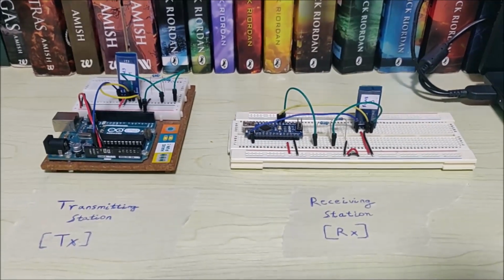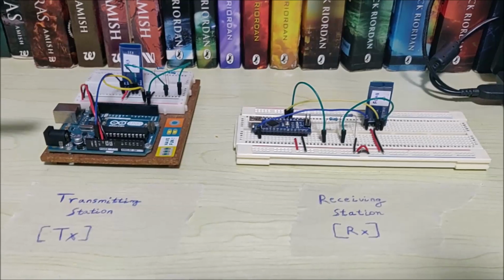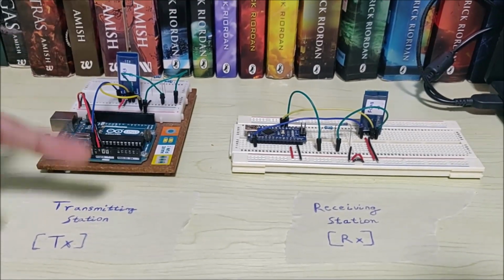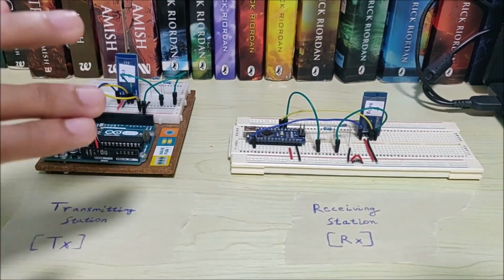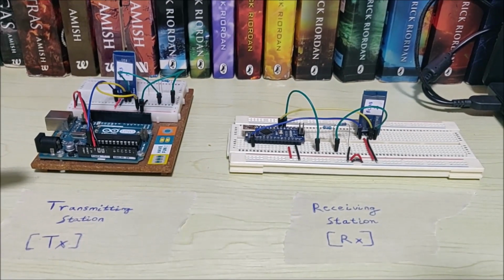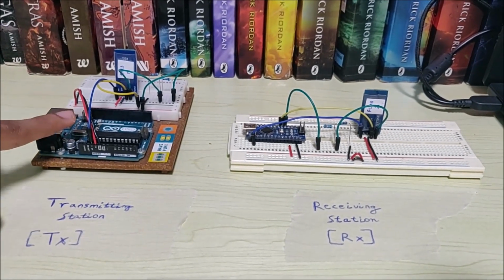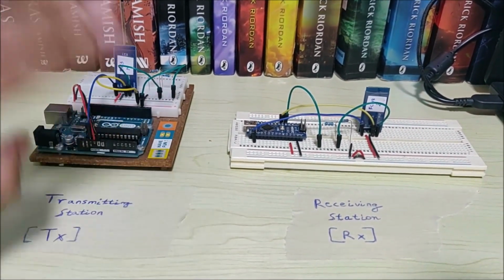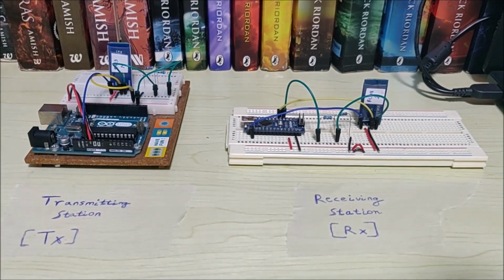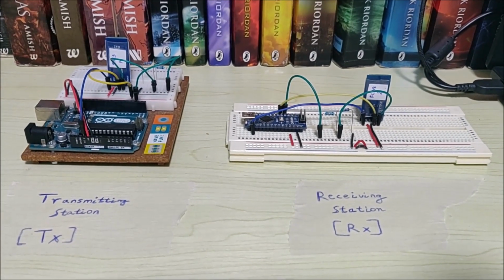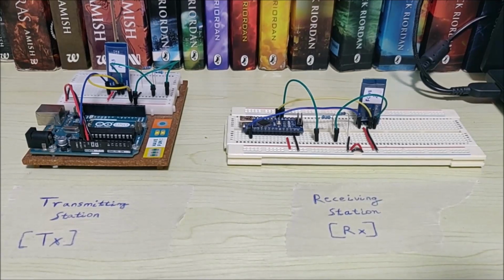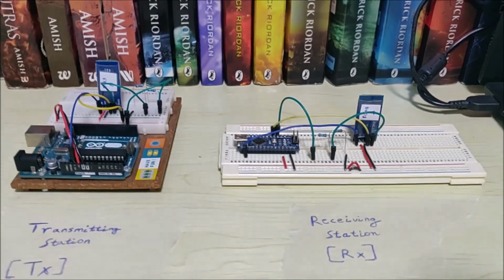Digging in further, the circuitry for both the transmitting station and receiving station is exactly the same. I've used an Arduino Uno here and an Arduino Nano here. You can use any type of Arduino for this setup. Alright, so let's get started with the testing.